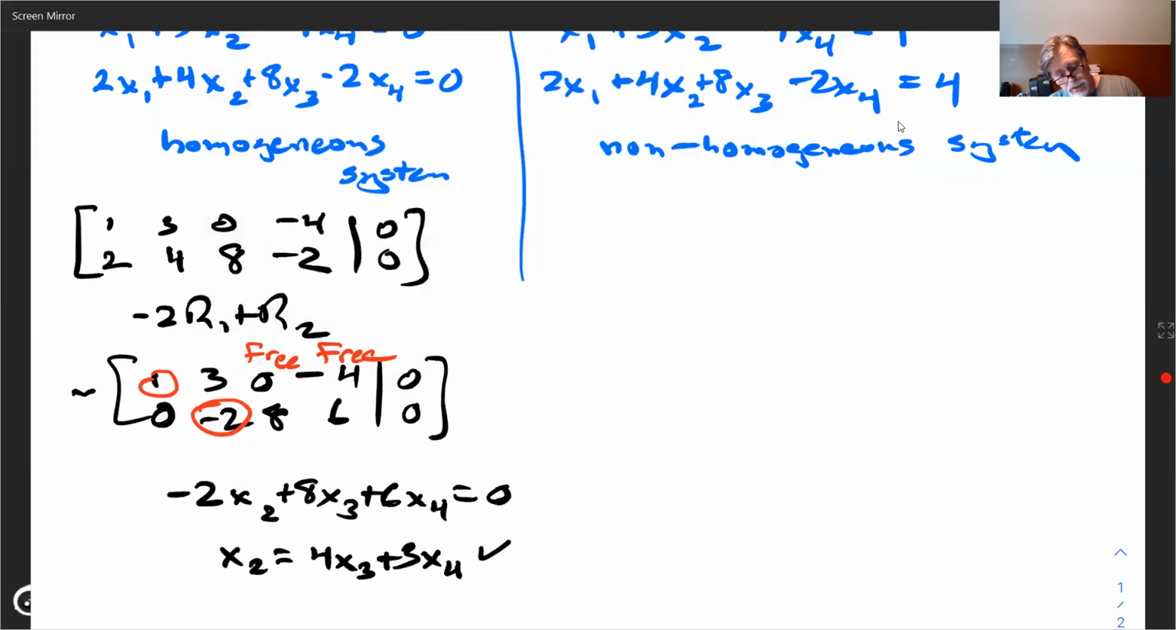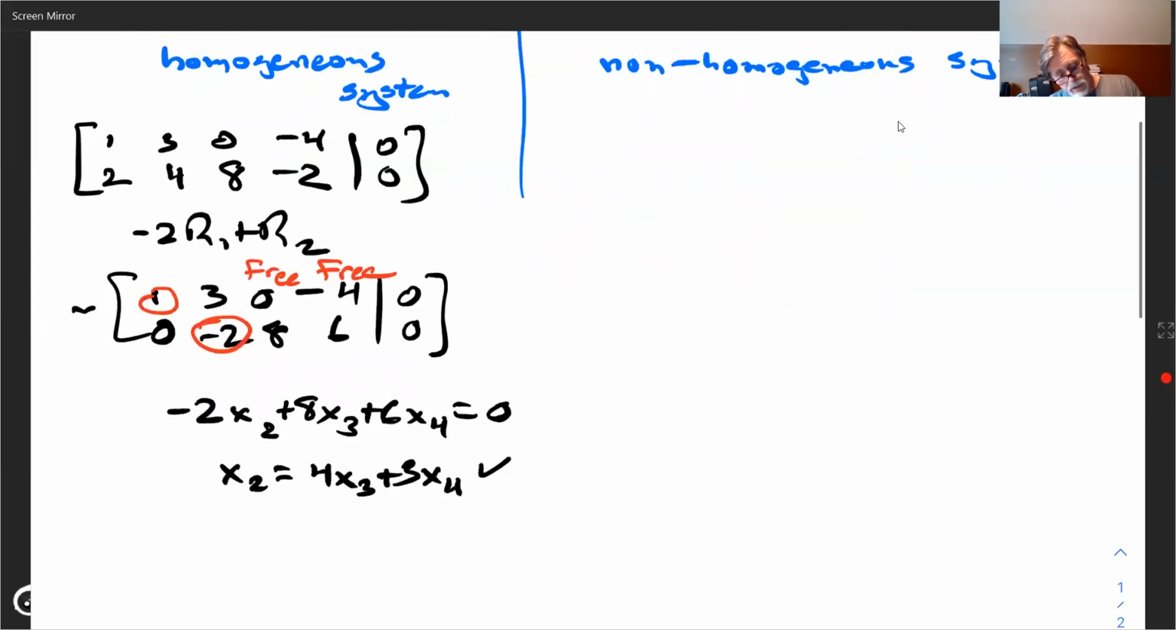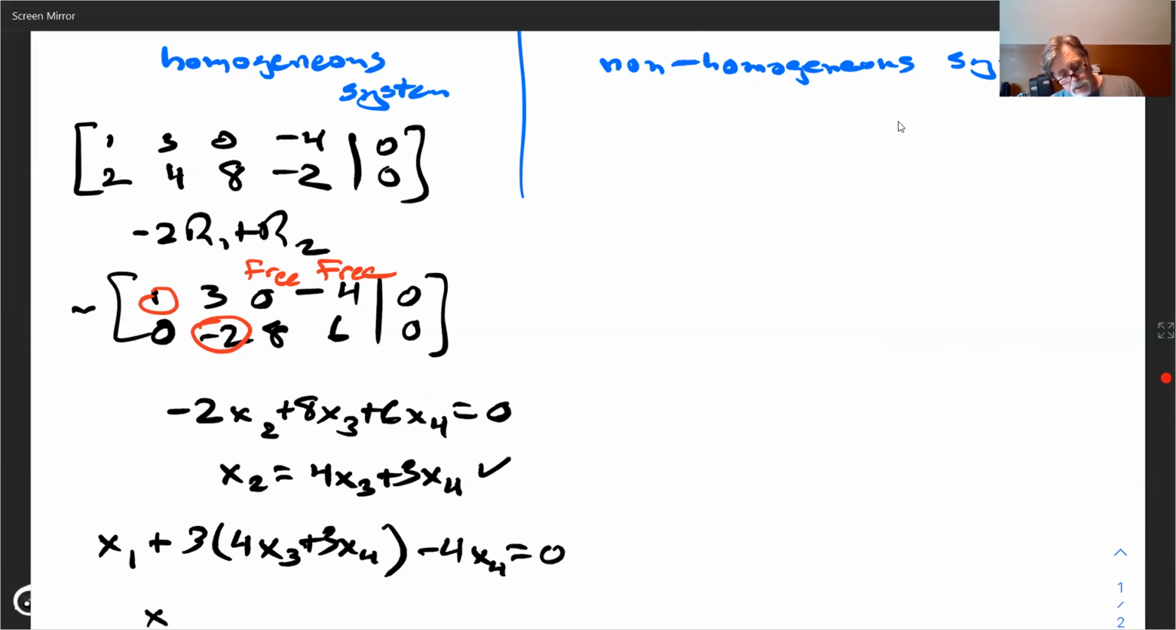Now I'm going to go back up and take the top row: x1 plus 3 times x2. So it's going to be 3 times 4x3 plus 3x4, and then finally -4x4, and that's equal to 0. So what is x1? x1 looks like it's 12x3, which goes over to the other side as -12x3, and then we have 9x4 minus 4x4 is 5x4, so it becomes -5x4, and that's your other guy.